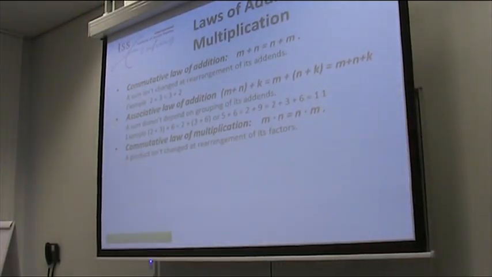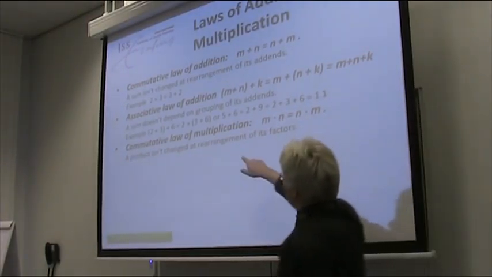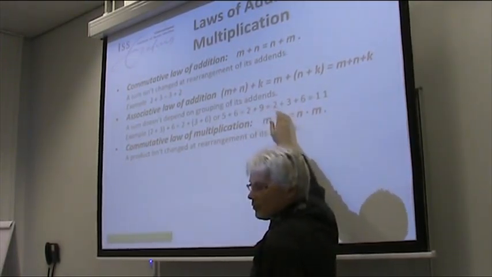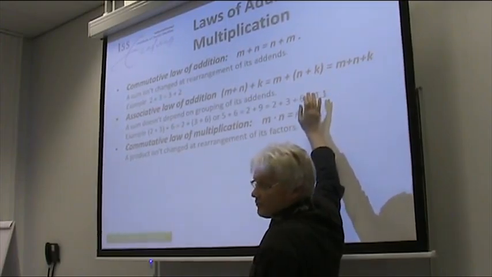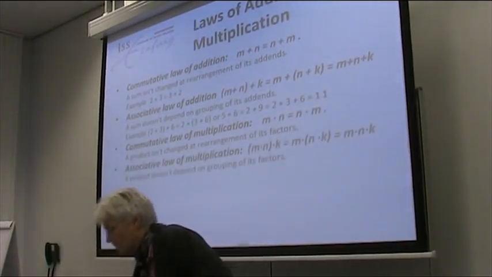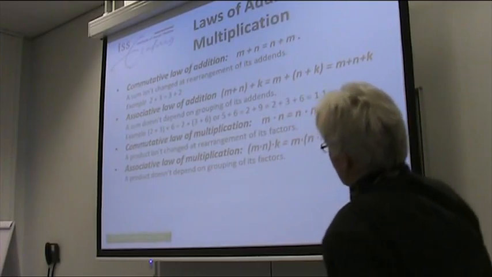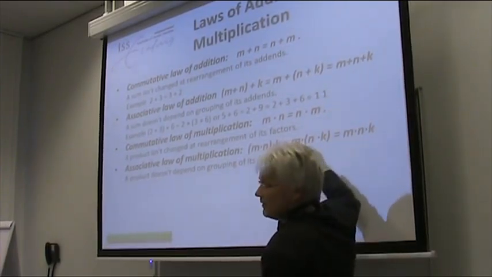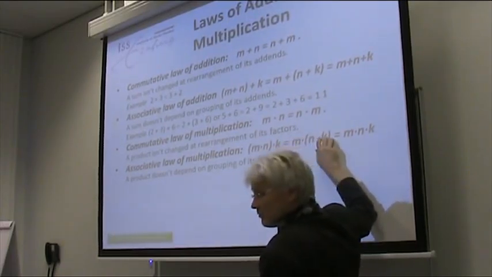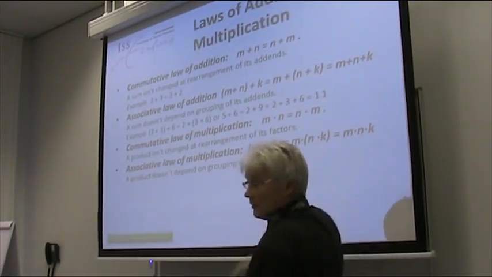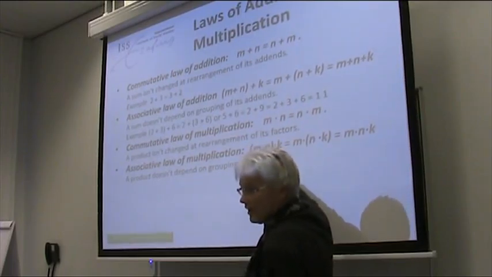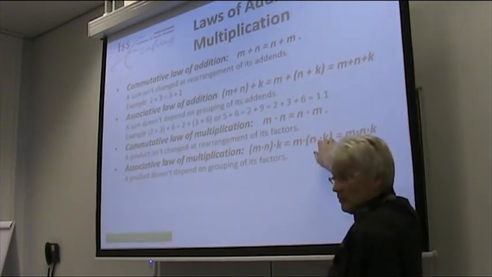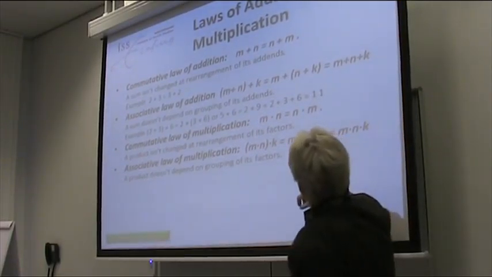The same is true for multiplication. Also a commutative law of multiplication. 2 times 4 is 4 times 2. Very useful. And an associative law of multiplication. 2 times 4 times 3 is the same as 2 times 4 times 3, etc. 2 times 4 is 8 times 3, 12. 2 times 12, again 24.